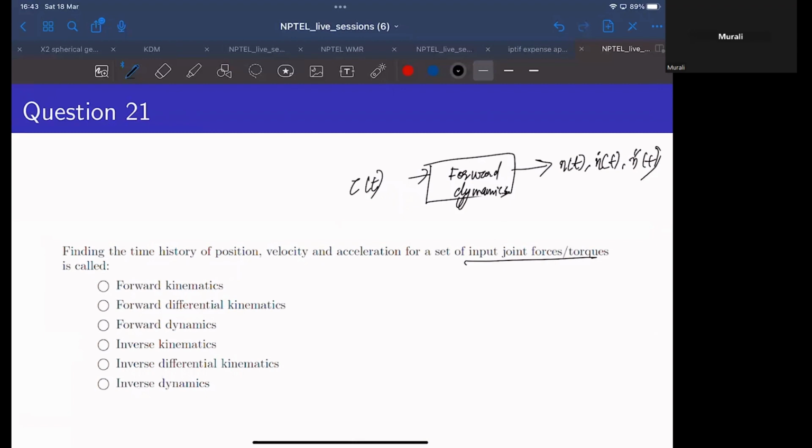So again, finding the time history of position, acceleration, and velocities for a given time history of forces, input joint forces, is basically forward dynamics. But if it is the other way around, if you are giving the trajectory, time history of a trajectory into a robotic system to find out the joint torques, then that would be the inverse dynamics.